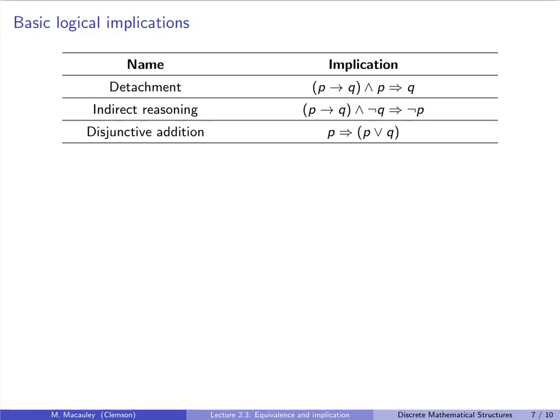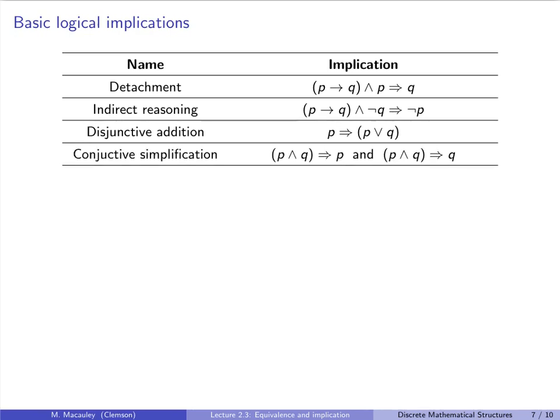We have disjunctive addition, which we just saw. P implies P or Q. Next, we have conjunctive simplification. This says that P and Q implies P. So that should make sense. If P and Q both have to be true, then certainly P individually has to be true. And also P and Q implies Q for the same reason.